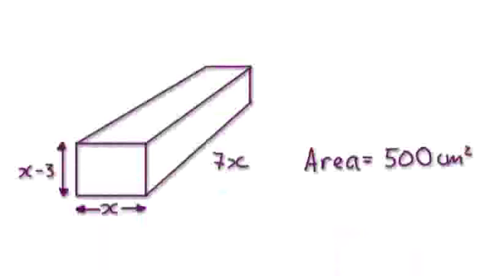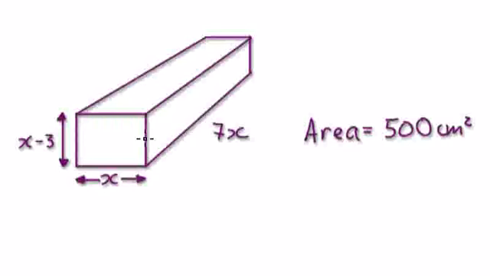Okay, let's give you guys some more practice. So let's imagine you're a designer. You're trying to build a box. The length of the box is x, and you're trying to build a box where the height has to be 3 centimeters shorter than this length, and the depth of the box must be 7 times longer than this distance here.